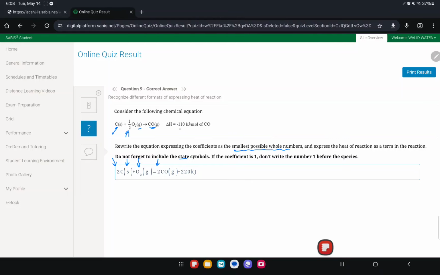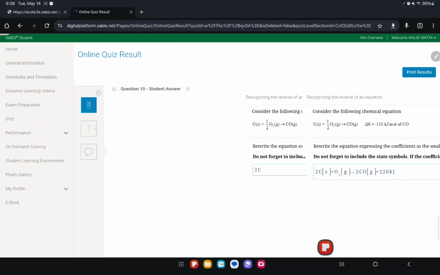And since the delta H is obviously multiplied by 2, it becomes minus 220, right? Since the delta H is negative, meaning it's exothermic, okay? If it's negative, that means the reaction is exothermic. And if I'm writing down the reaction, where am I going to put the energy? In the reactant side or the product side? I'm going to put it in the product side because it's exo, it's releasing energy, so it's part of the products.